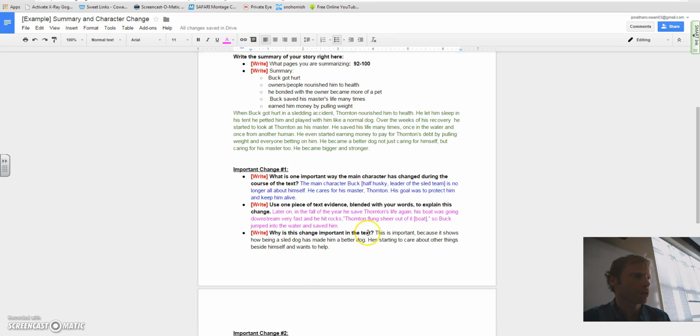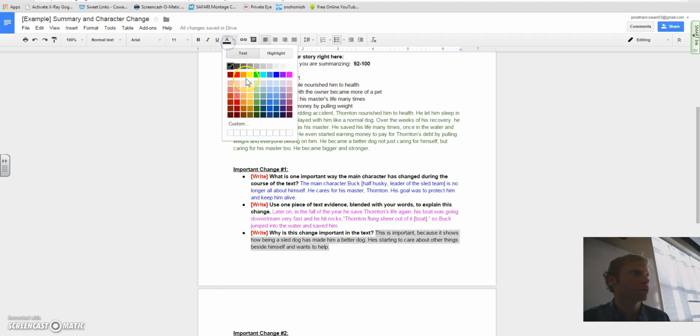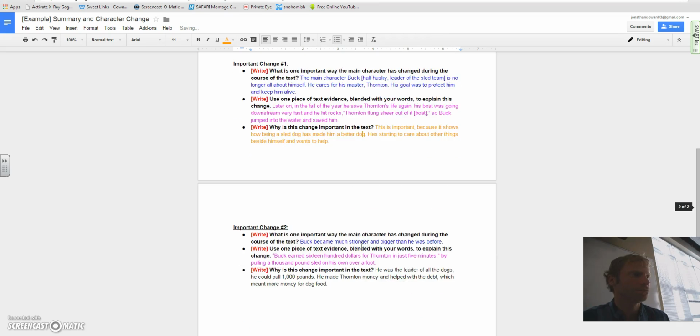So it says, "Why is this change important in the text? This is important because it shows how being a sled dog has made him a better dog. He's starting to care about other things besides himself and he wants to help." So now they're explaining why it's an important change, which also makes it meet standard.